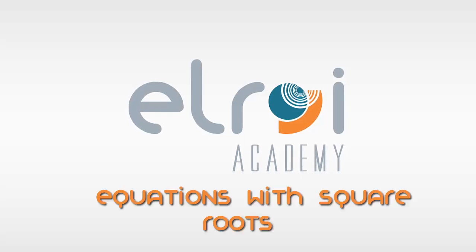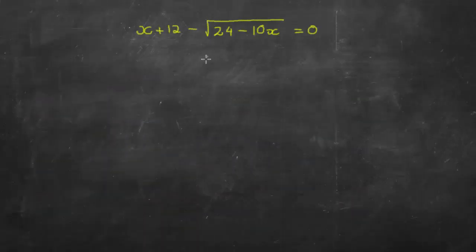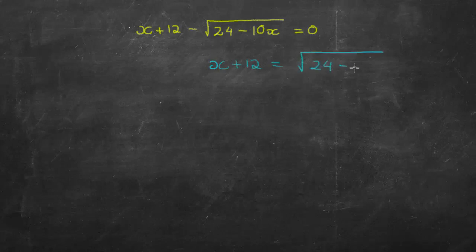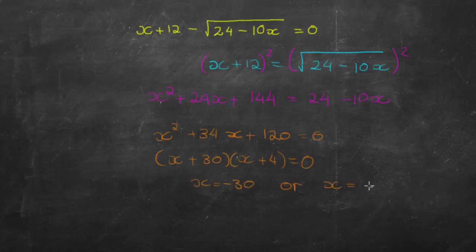In this lesson we'll take a look at equations with square roots. When we try to solve equations with square roots, we can follow 4 easy steps. Step 1, get the square root by itself. Step 2, square both sides. Step 3, solve a quadratic equation. And step 4, test both answers.